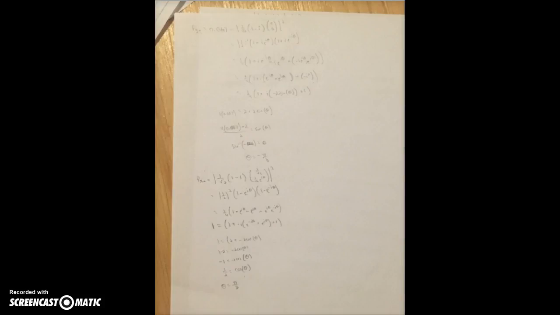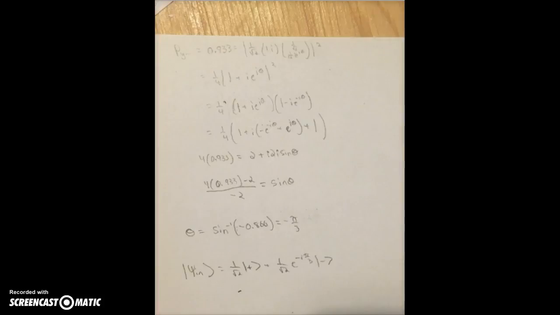Then we can do the positive y-axis right here. We plug in the probability that we're given, 0.067. Again, we just work through the same steps as before, and what we get down to is theta equals negative pi over 3. Then we do the same thing for the negative x-axis, same problem, work through, and we get theta equals pi over 3. And then we do it one last time for the negative y direction, and we get negative pi over 3.